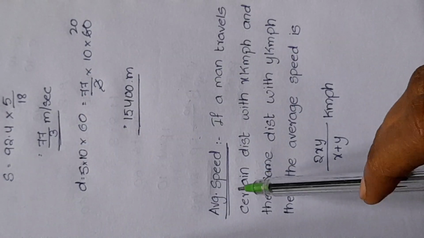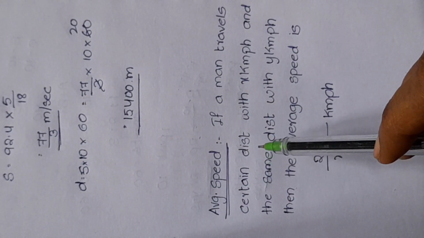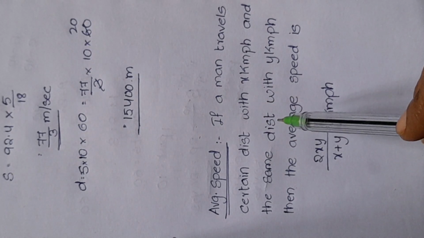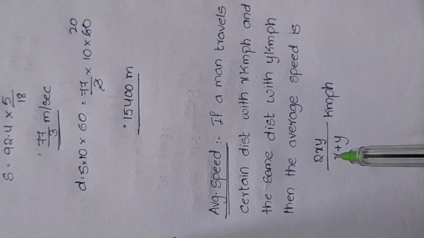Let us see a note point. Average speed. If a man travels a certain distance with x kilometers per hour speed and the same distance with y kilometers per hour speed, then the average speed is 2xy by x plus y kilometers per hour.